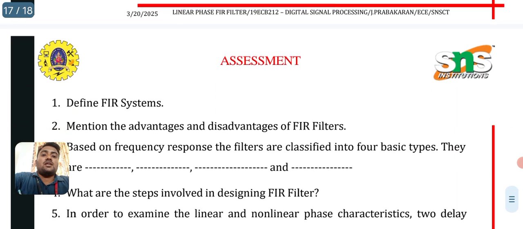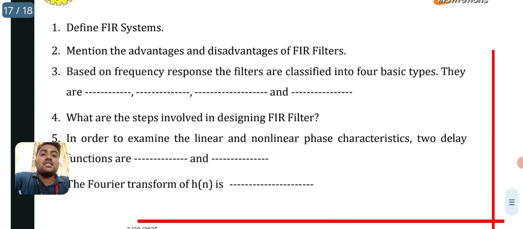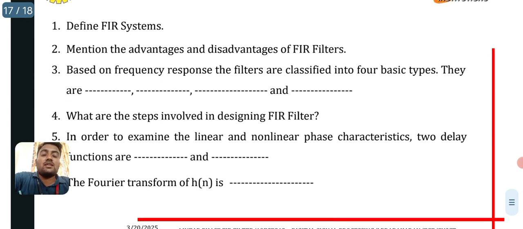This is the assessment for this lecture. Define FIR systems, finite impulse response filter systems. Mention the advantages and disadvantages of FIR filter over the IIR filter. Based on the frequency response of the filter, how is it classified into four types? What are the steps involved in designing an FIR filter? These are all the assessment questions of this video lecture.